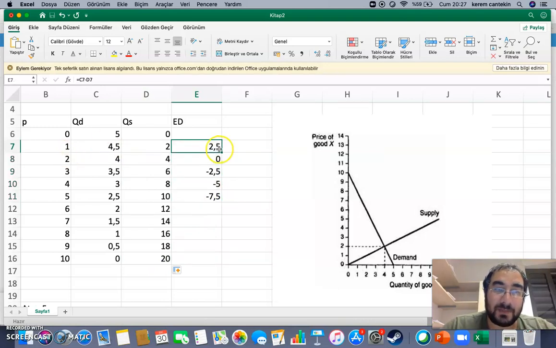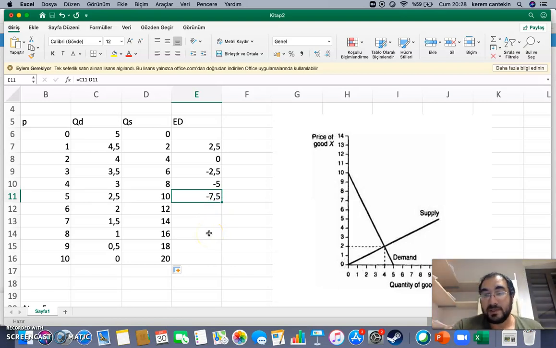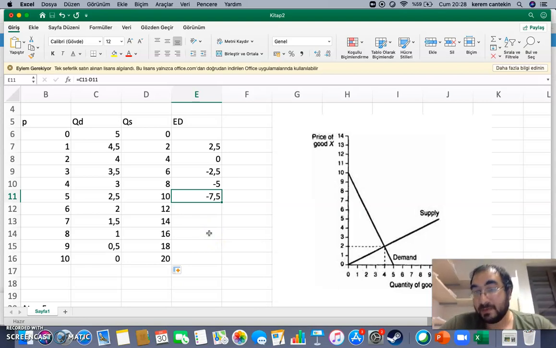Now, at price 1, excess demand is 2.5. At price 2, excess demand is 0. At price 3, excess supply is 2.5. At price 4, excess supply is 5. At price 5, excess supply is 7.5. I'm leaving the last video as it is, so that maybe people might look and try to see my mistake. Maybe some of them might see my mistake, but I have corrected the mistake also here, if you have watched up to the end.